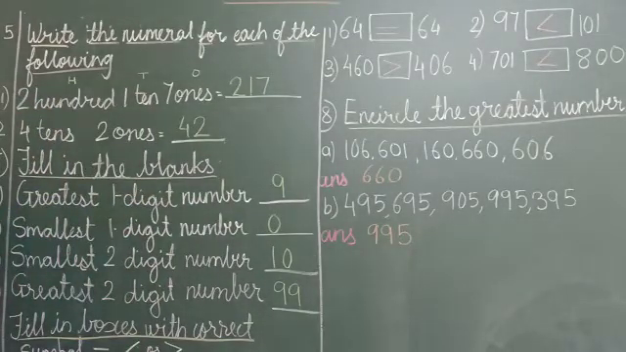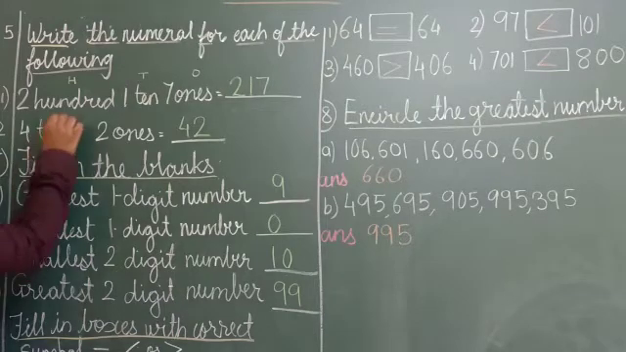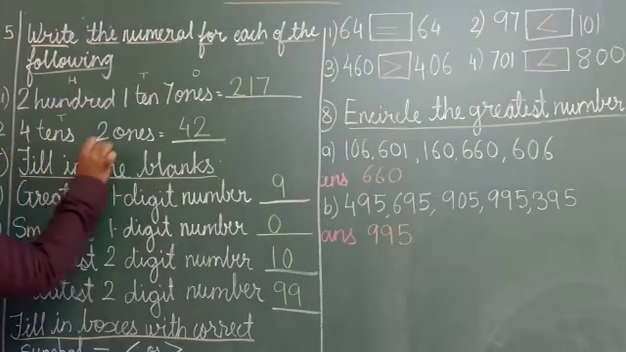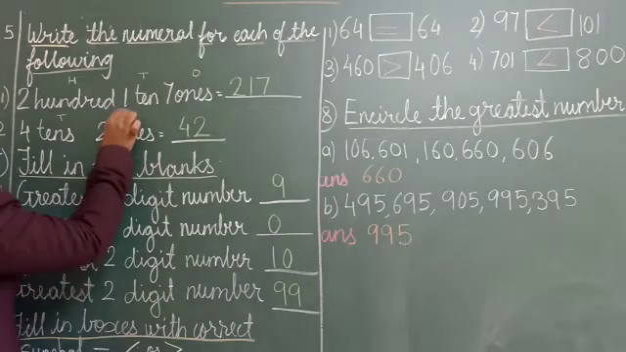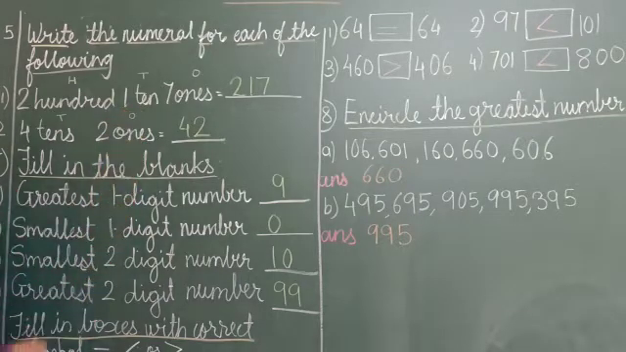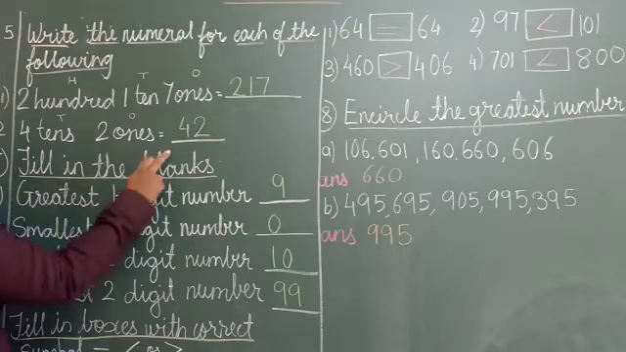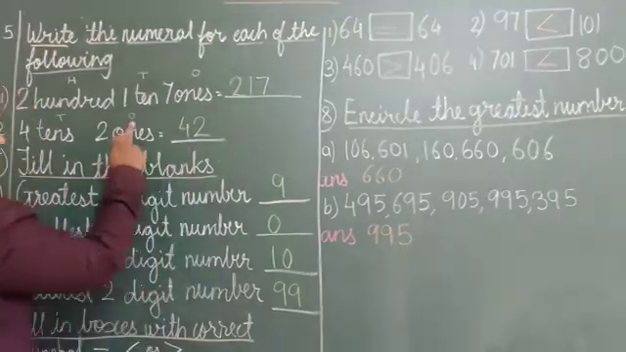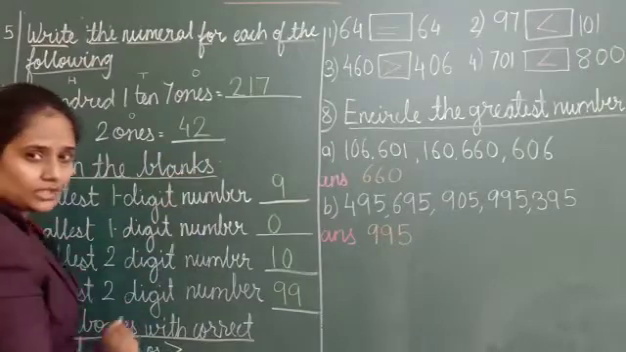Second example, 4 tens, 2 ones. That means do we have hundreds over here? No. At the tens place we have 4 and at the ones place we have 2. So at the tens place, if 4 is there, what does its value become? It becomes 40. And at the ones place 2, that means 42.